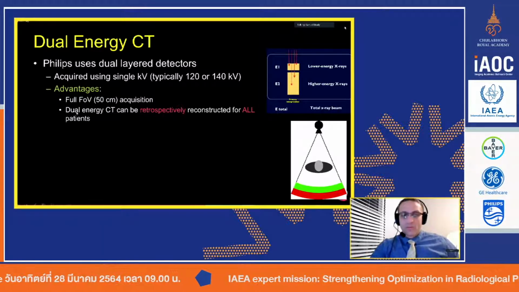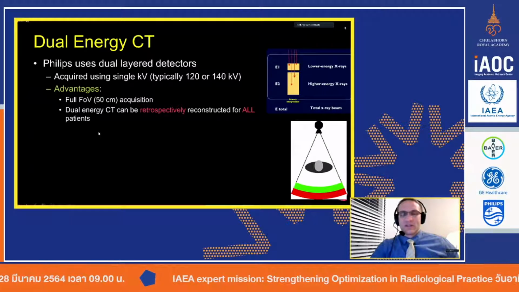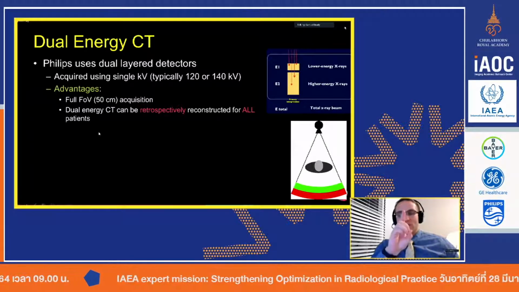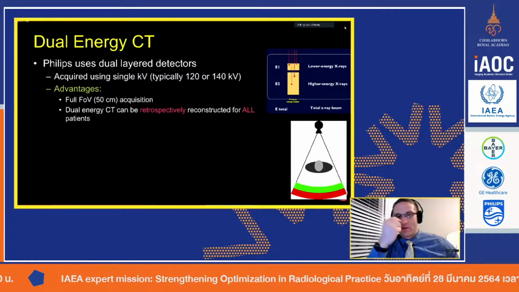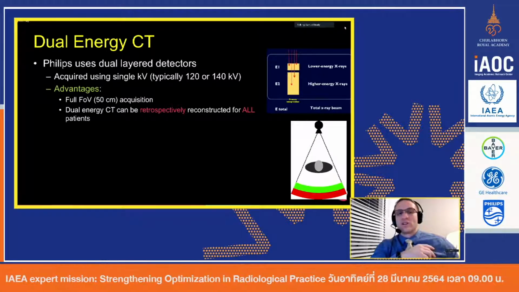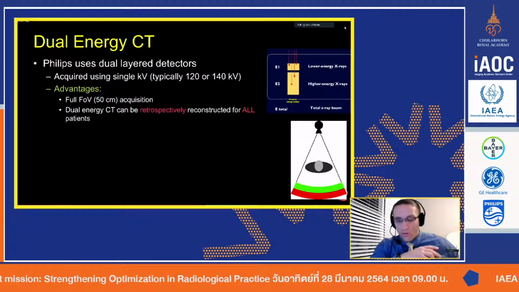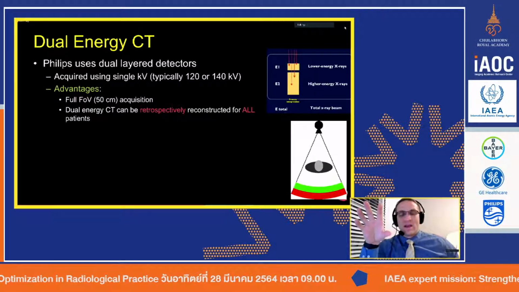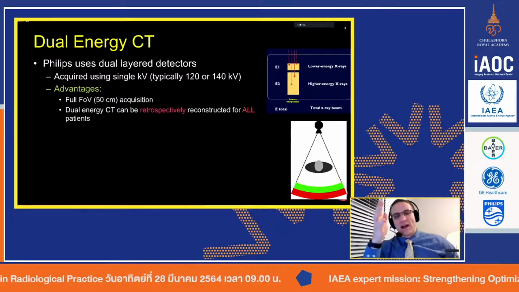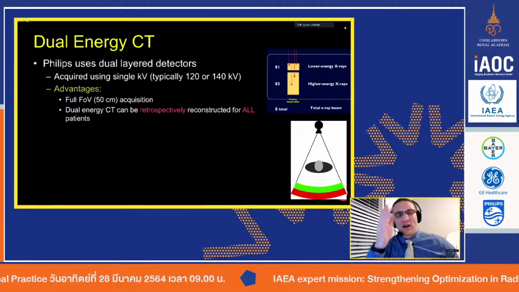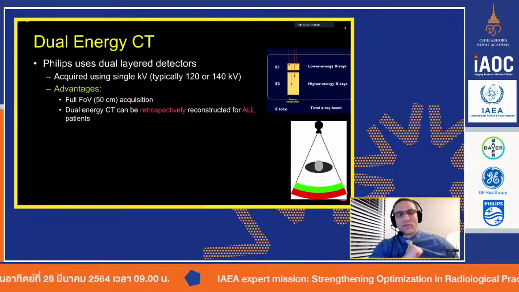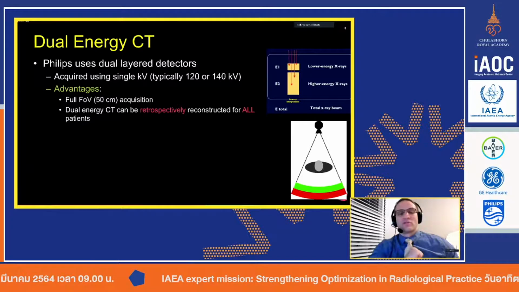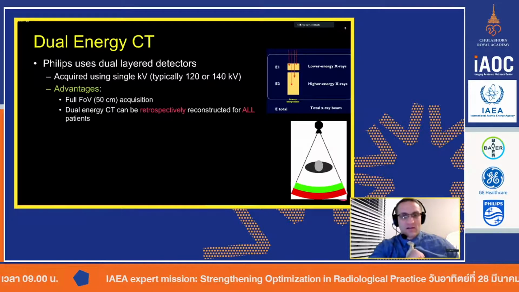And probably one of the best advantages to this approach is the fact you're using a single kV, say 120 or 140 kV. That means you can do normal single energy CT imaging. And then if you say, hey, I can't really see what I want to see, I wonder if dual energy will give me more information, you can simply reconstruct it with dual energy because that data is there.